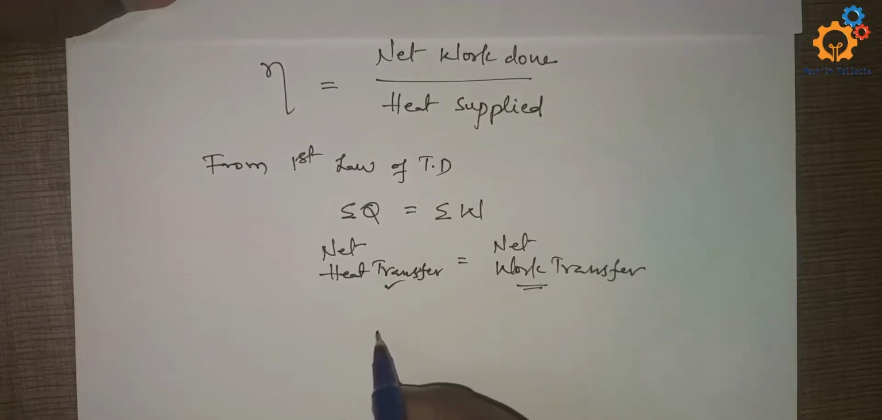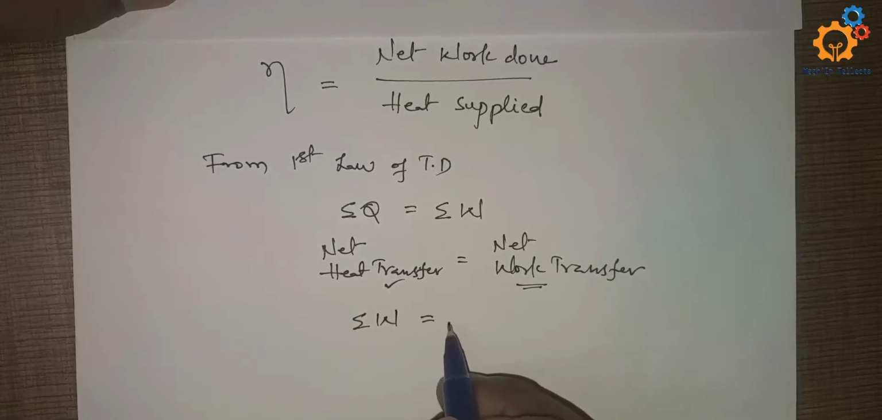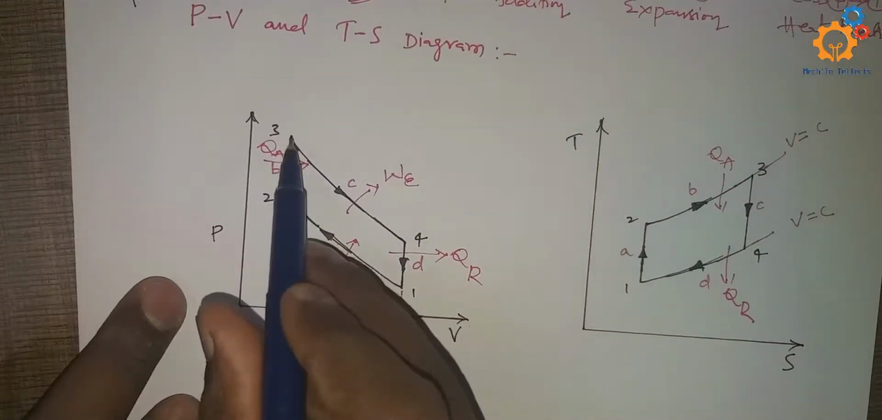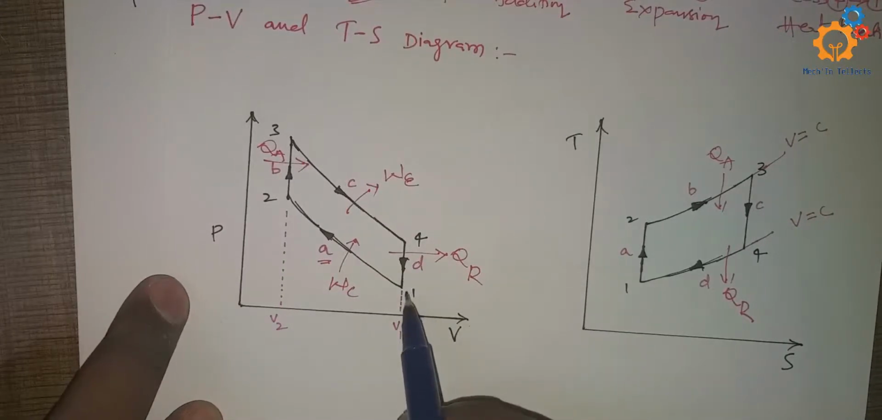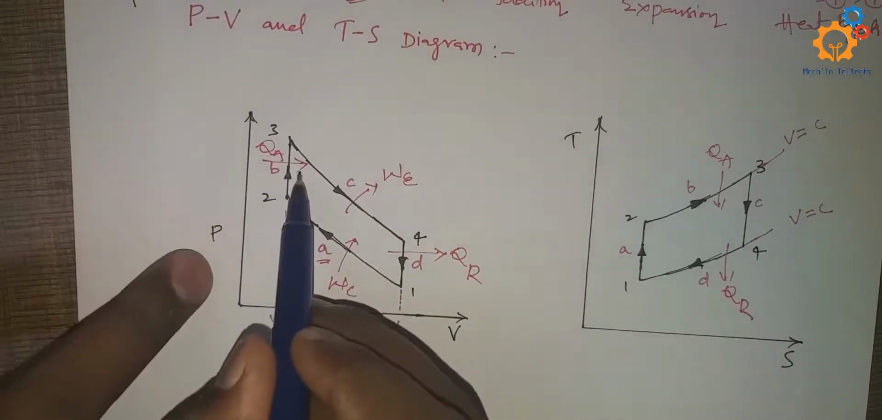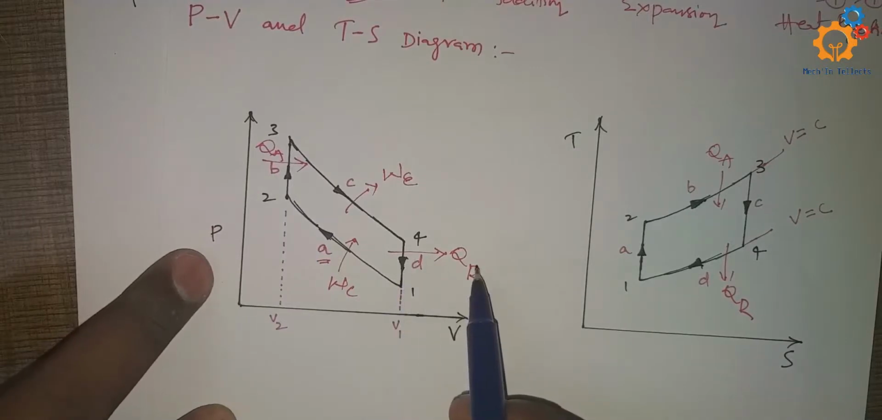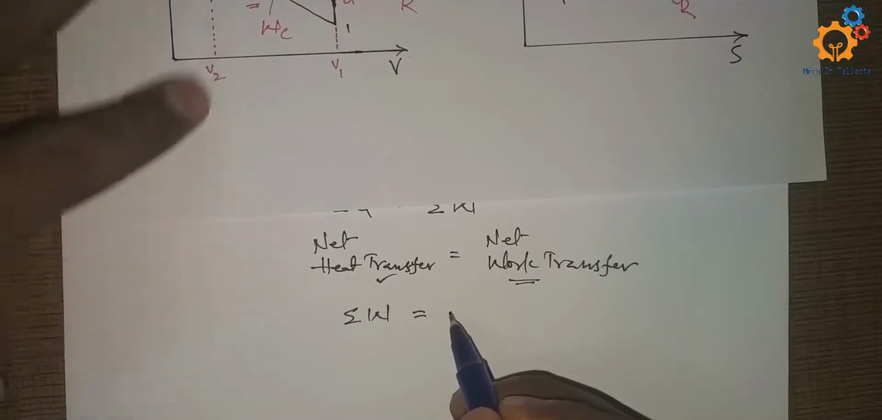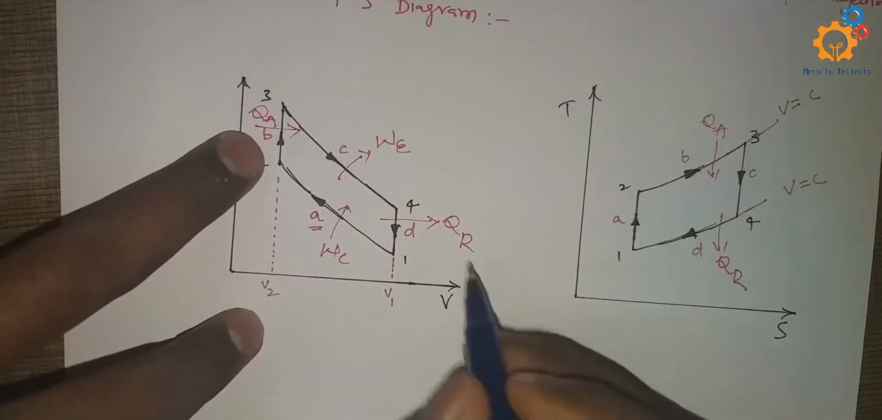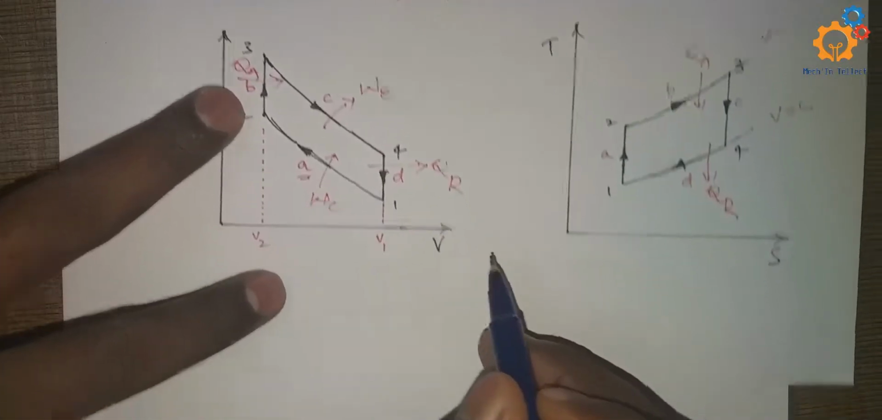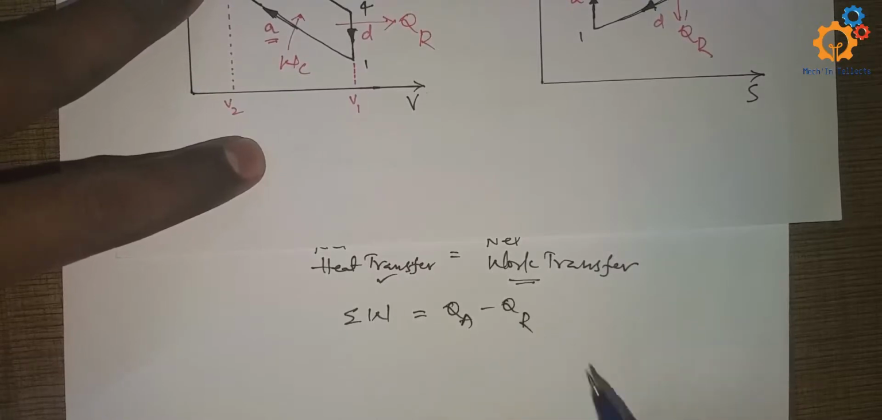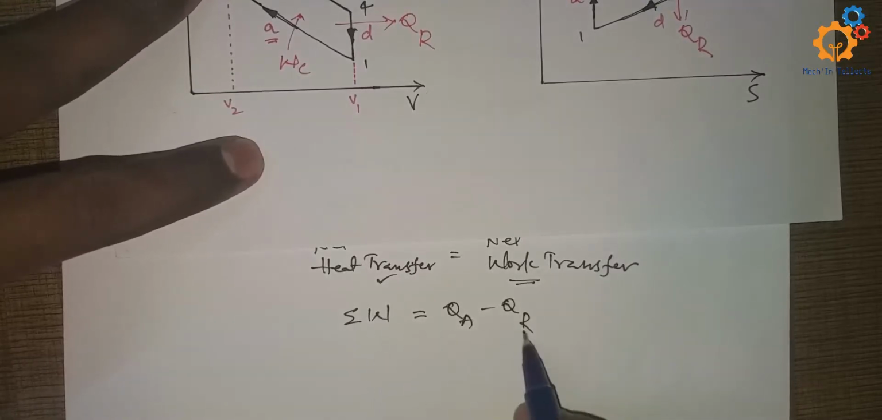So we can write this as sigma W is equal to net heat transfer. Heat is transferred into the system in the process 2 to 3, and heat is rejected in the process 4 to 1. So heat added to the system will be positive, heat rejected from the system will be negative from the sign conventions. So QA will be positive and QR will be negative. So QA minus QR. So this will be net work done.